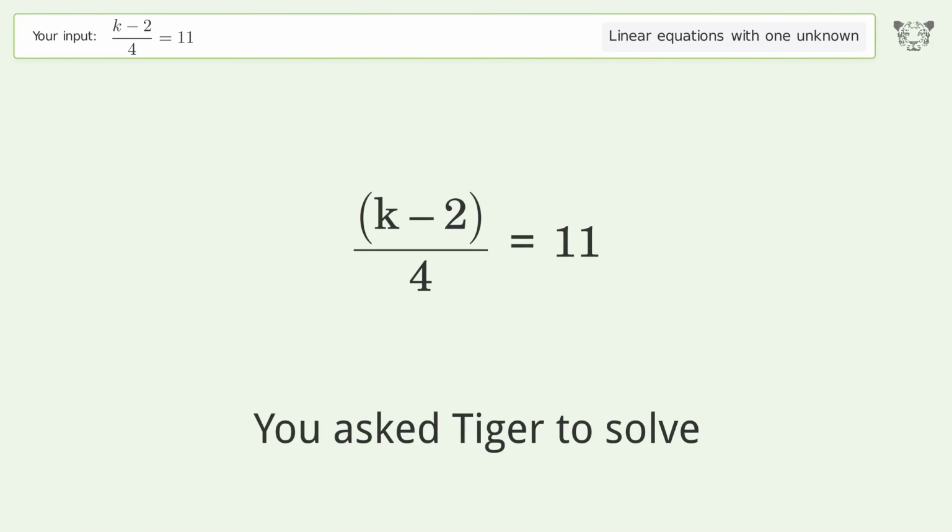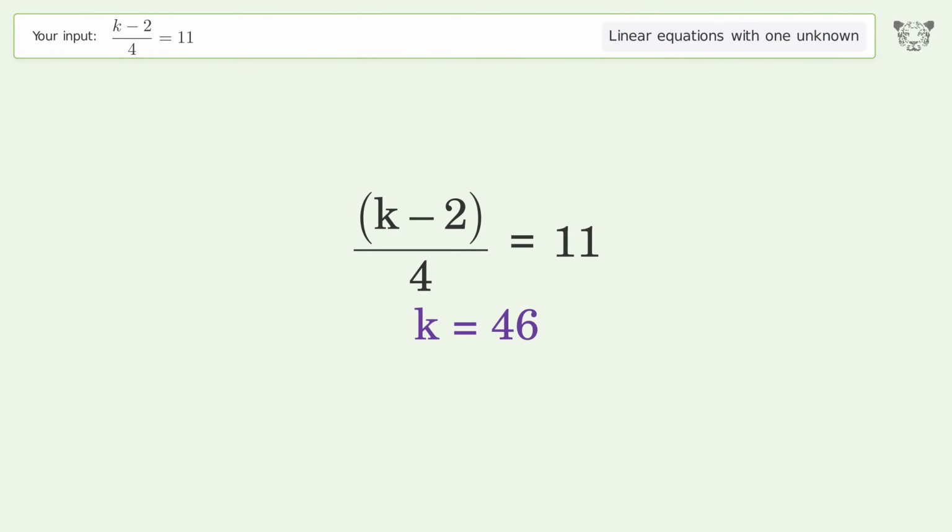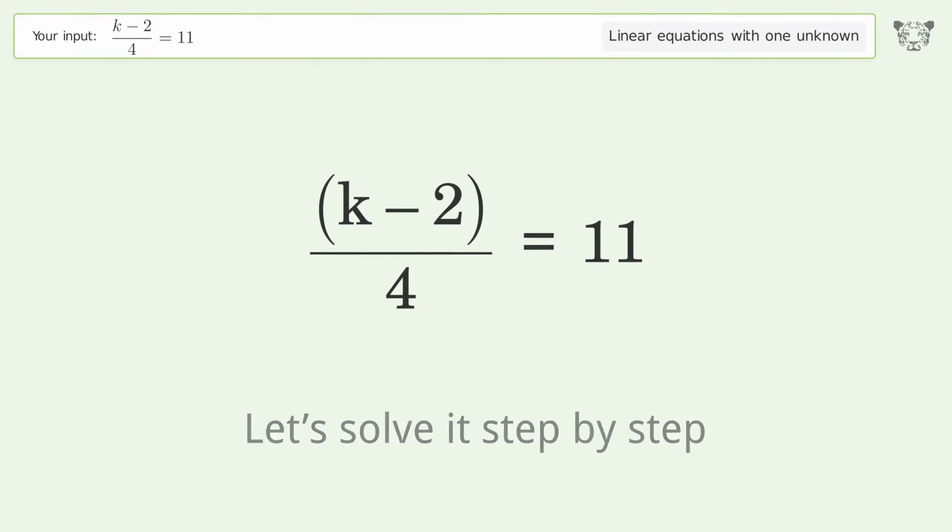You ask Tiger to solve. This deals with linear equations with one unknown. The final result is k equals 46. Let's solve it step by step.